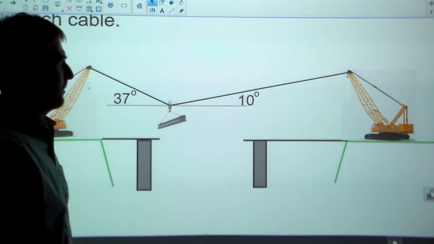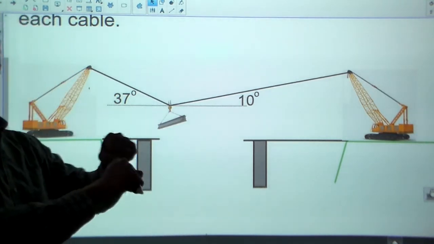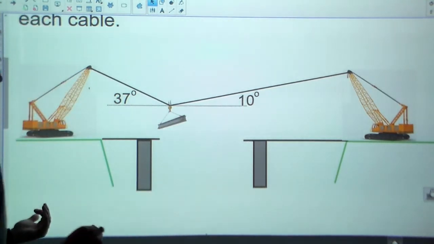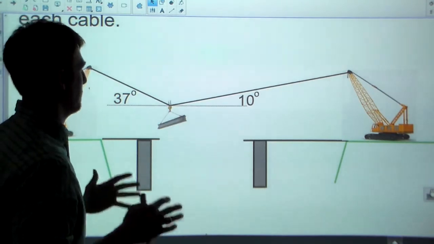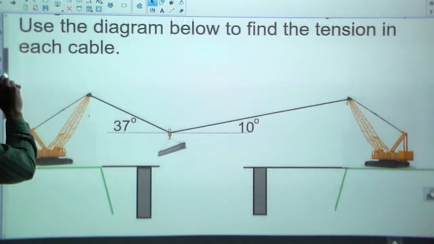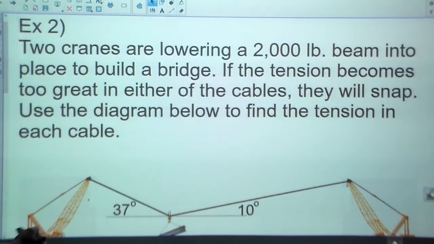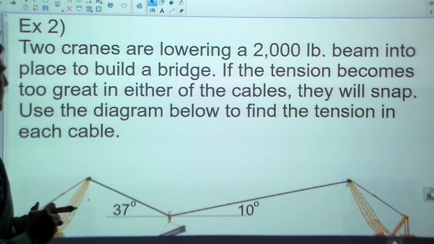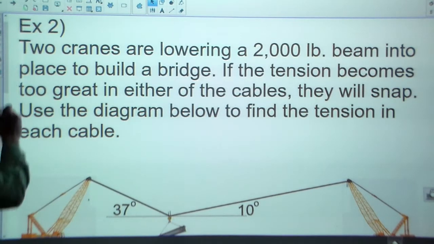We can't pull but so hard. If tension gets too much in one cable, it's going to break. And when a cable snaps on a crane, that's bad news in a lot of ways. So this is really something you'd have to be careful about if you were doing this. So if the tension becomes too great, it's going to snap the cable. So use the diagram below to figure out how much tension is in each cable.